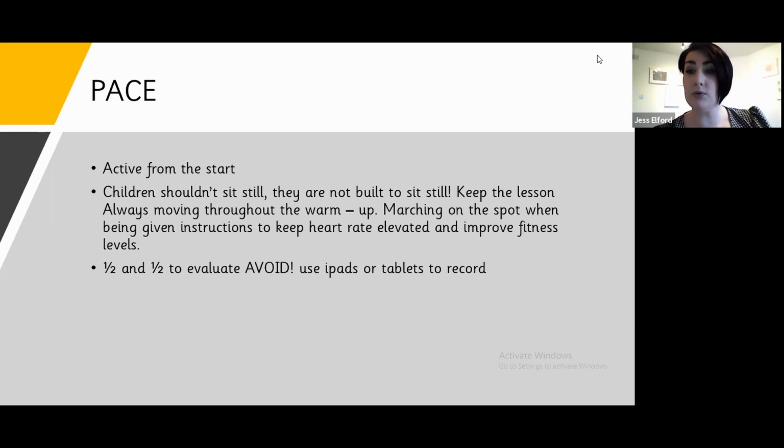If you have iPads or tablets, use them to record. If you've got a child, for example, who's broken their arm and can't take part in the actual activity of PE, it doesn't mean they can't take part in PE. They can take the iPad round, they can film, they can evaluate with the children, with their groups, they can take photographs, check against success criteria and make sure that they're actively involved in the lesson.